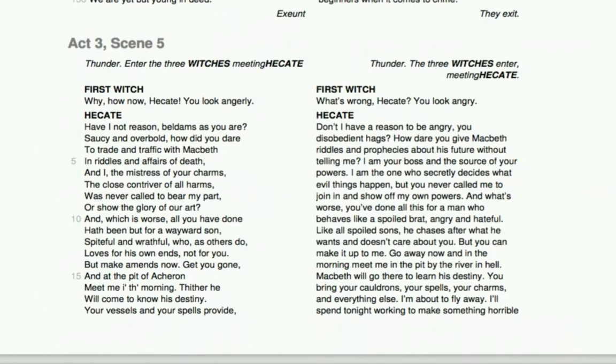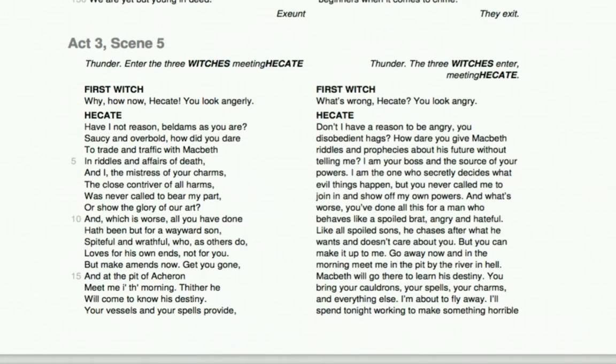Why, how now, Hecate? You look angrily. Have I not reason, beldams as you are? Saucy and overbold, how did you dare to trade and traffic with Macbeth in riddles and affairs of death? And I, the mistress of your charms, the close contriver of all harms, was never called to bear my part or show the glory of our art.